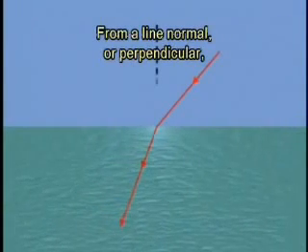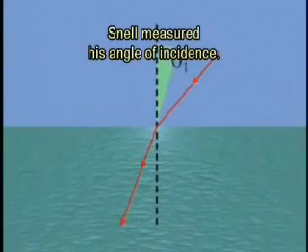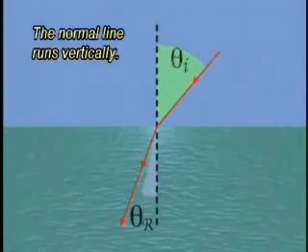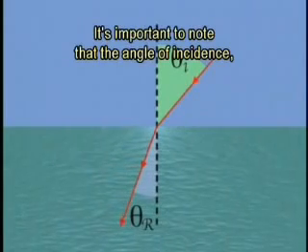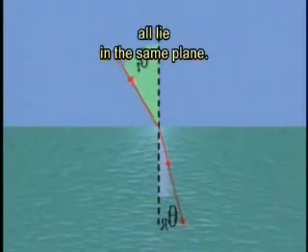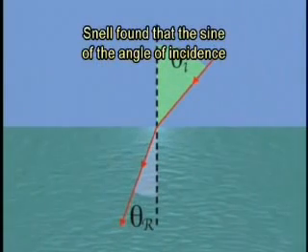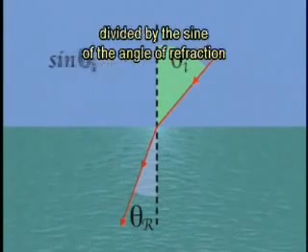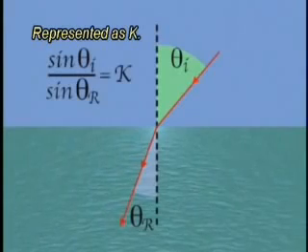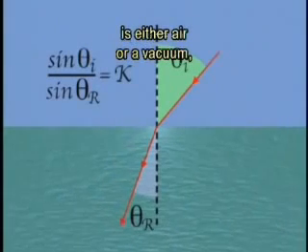From a line normal or perpendicular to the surface of the substance, Snell measured his angle of incidence. The angle of refraction was also measured from this normal line. It's important to note that the angle of incidence, the normal line, and the angle of refraction all lie in the same plane. Snell found that the sine of the angle of incidence divided by the sine of the angle of refraction is a constant number.